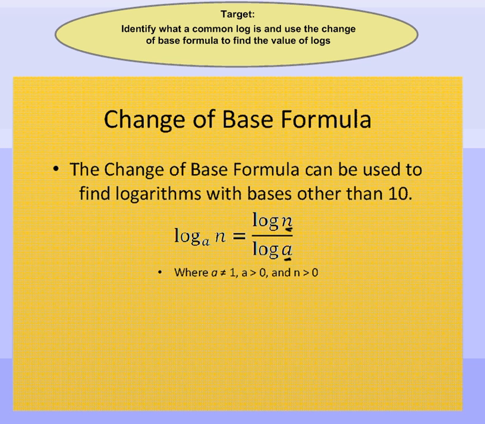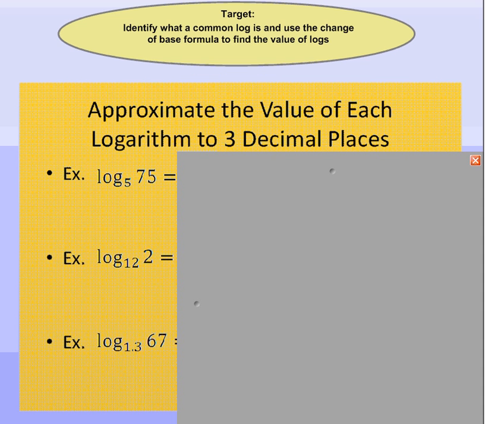A couple of conditions: again, the base can't be 1, it has to be positive, and the n has to be positive. Those conditions have been consistent throughout all our logarithms. So we can find the log base 5 of 75. Now 75 is not 5 to any power that I know of, so approximating this value is a calculator problem.